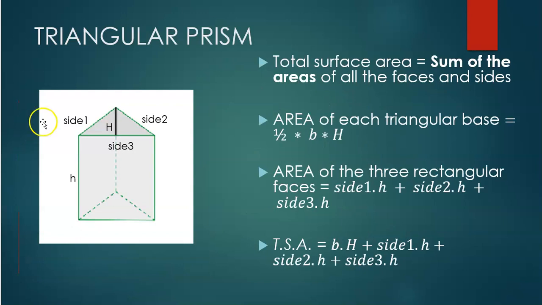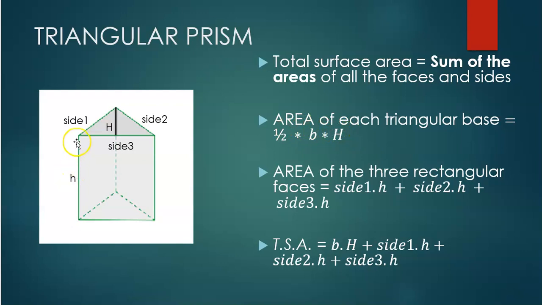And now we look at a prism. So the total surface area of a prism again is the sum of the areas of all the faces and its sides, right? Now the base of a triangular prism is in the shape of a triangle, right? And the area of each triangular base is half base times the height, right? If capital H is the height of the triangular base, then the area of the triangular base becomes half b times capital H.